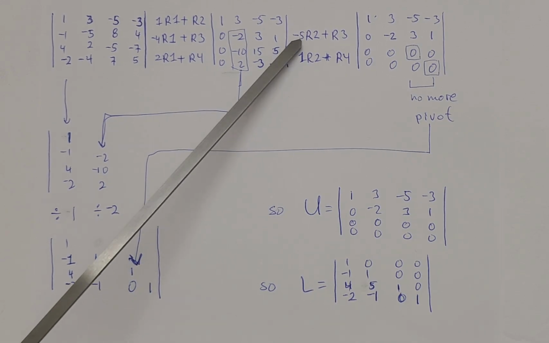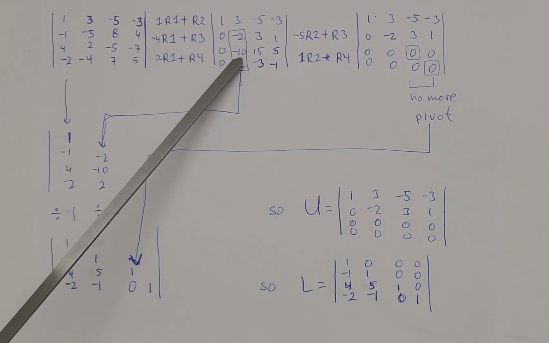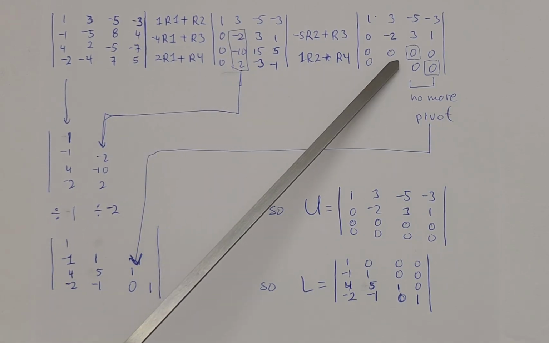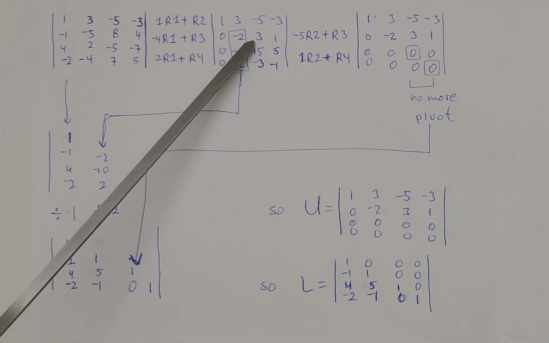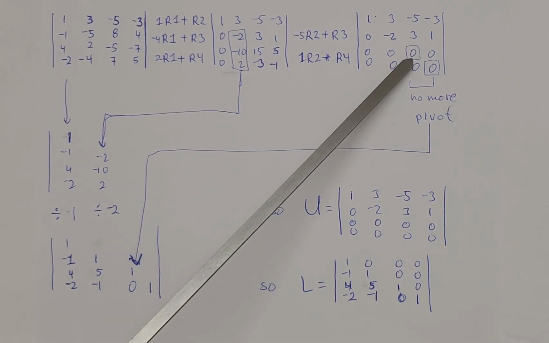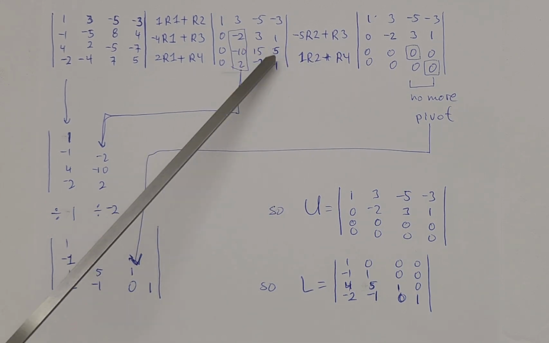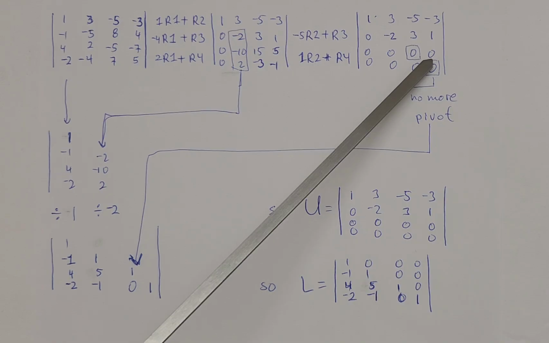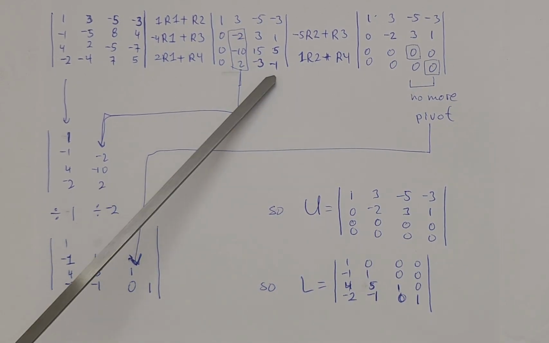So -5 times -2, +10. 10 subtract 10 gives me this 0. -5 times 3 will give me -15. -15 plus 15 gives me this 0. -5 times 1 is -5. -5 plus 5 gives me this 0. Okay. Now repeat that same process for the last row.